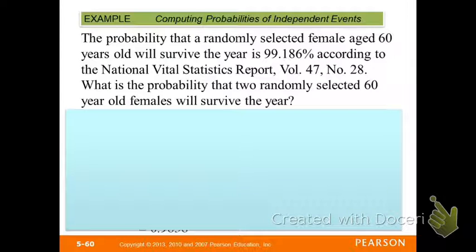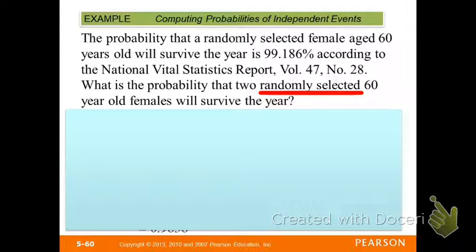Okay, so here we go. The probability that a randomly selected female aged 60 years or older will survive the year is 99.186%, according to the National Vital Statistics Report. What is the probability that two randomly selected 60-year-old females will survive the year? Okay, now we're going back to our example just a moment ago. Randomly selected, right? We can assume that they have no association with each other, and one's survival is not connected to the survival of the other.